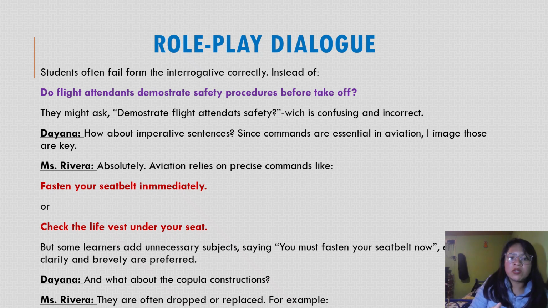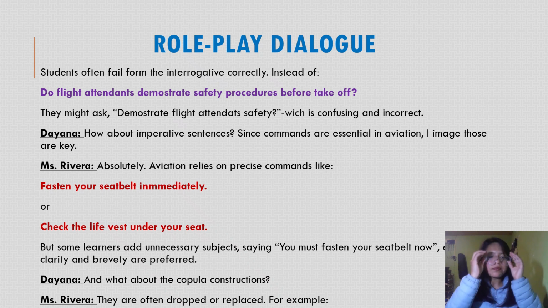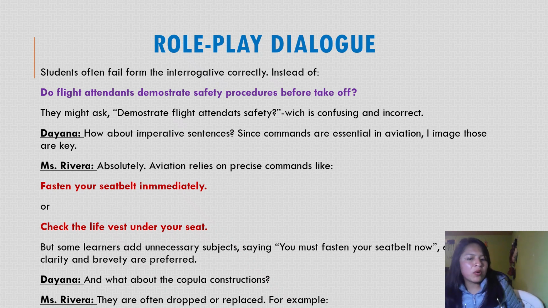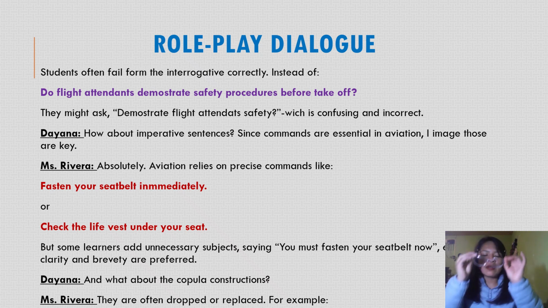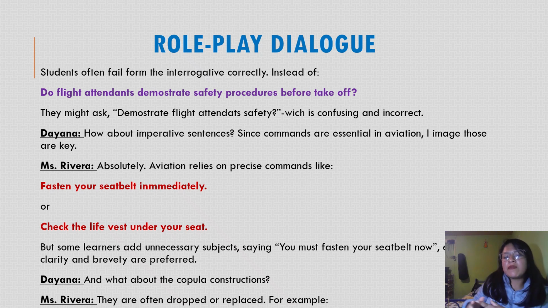Absolutely. Aviation relies on precise commands like: fasten your seatbelt immediately, or check your life vest under your seat. But some learners add unnecessary subjects, saying: you must fasten your seatbelt now, even when clarity and brevity are preferred. And what about the copula construction? They are often dropped or replaced.